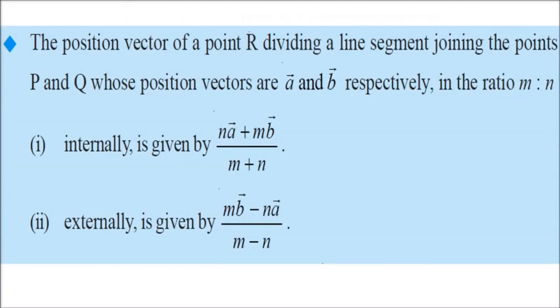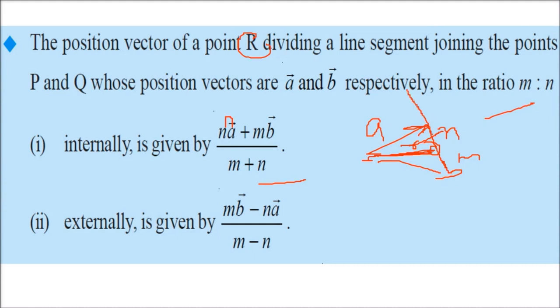The position vector of point R dividing the line segment joining the points P and Q, whose position vectors are a and b respectively, in the ratio m is to n. So there is a point which is dividing this in the ratio m is to n. Internally, it is (na plus mb) by (m plus n), where m and n are scalars and a and b are vectors. If it divides externally, it will be (mb minus na) by (m minus n).